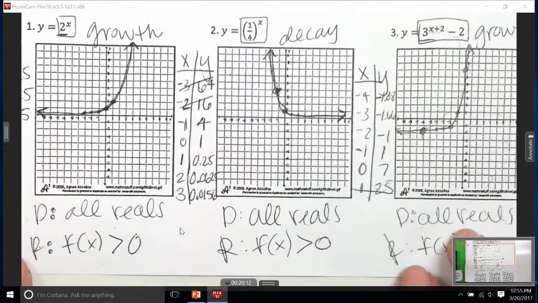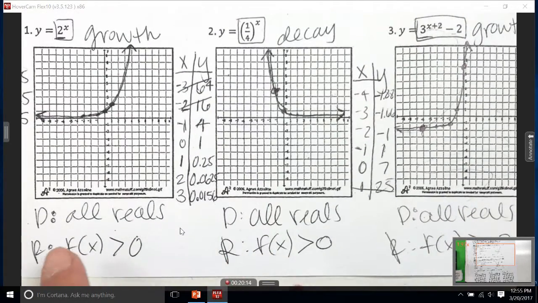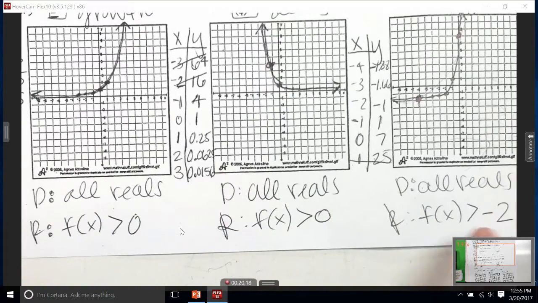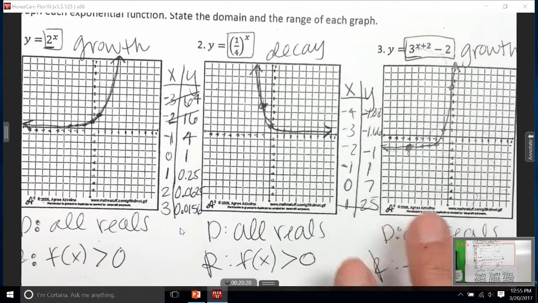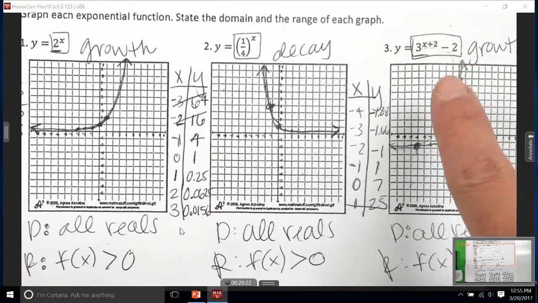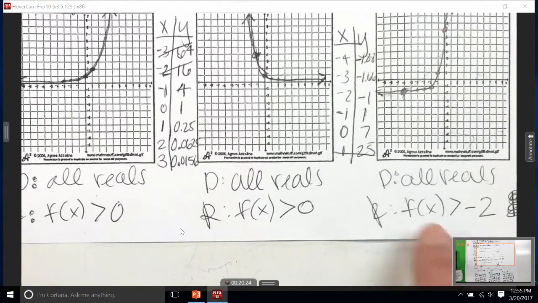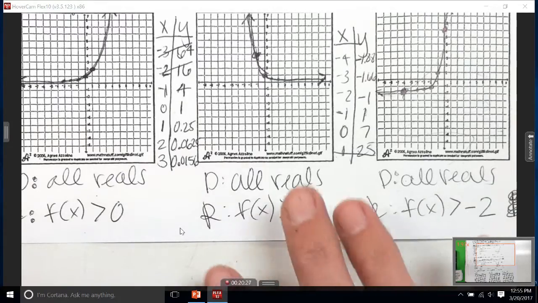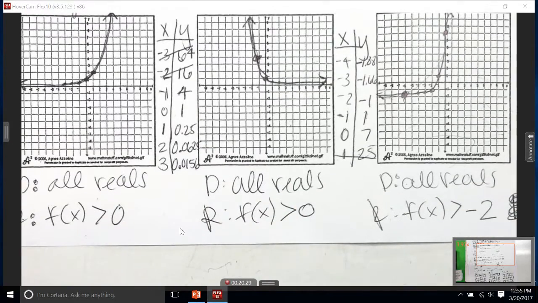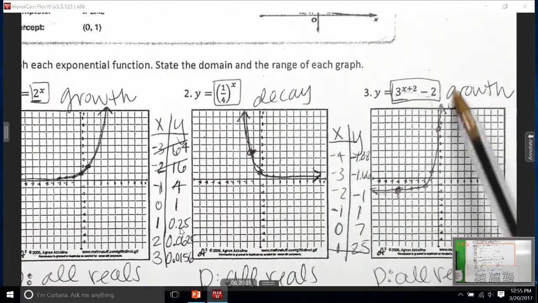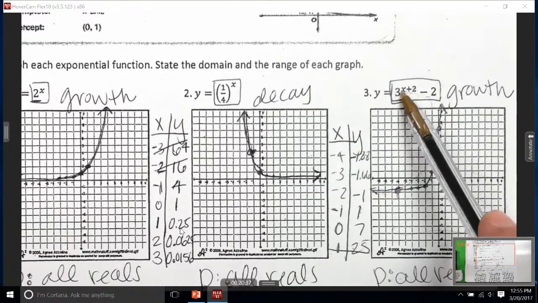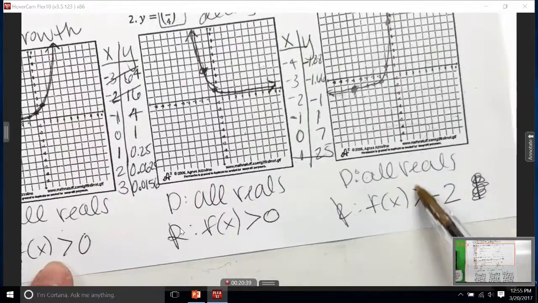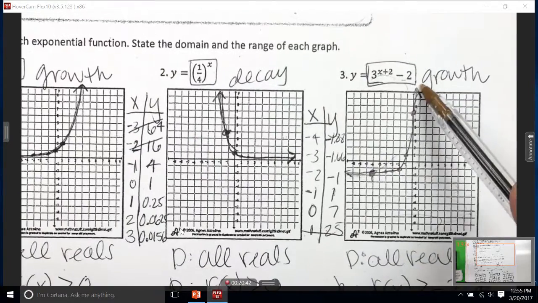Now let's look at domain and range. Notice how these two are the same. They have the same domain, same range. This one has a different one. And it's negative 2. And what did y'all say about this one? There's a negative 2 on the end. And that's where the range is. So, an easy way to tell what the range is, instead of just looking at the graph, if something is added or subtracted, not multiplied, to the exponential function, then that's what the range is going to be, greater than negative 2.